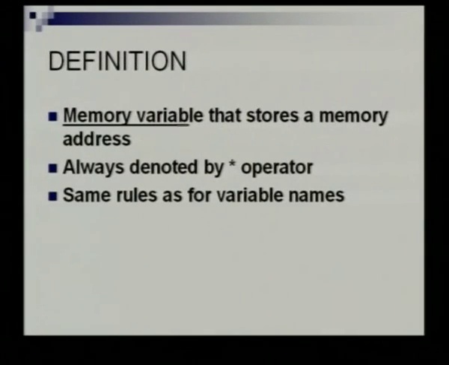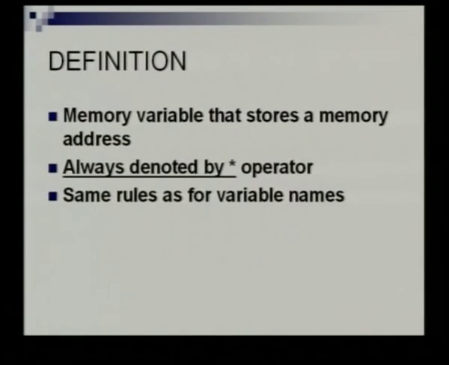We have been studying about the use of common variables in C. A pointer is a specialized memory variable that stores a memory address. Normally when we have a variable name, it stores a value. A pointer is different from a common variable in the sense it stores or accesses a memory address. And pointer variables are always denoted by this star asterisk operator.